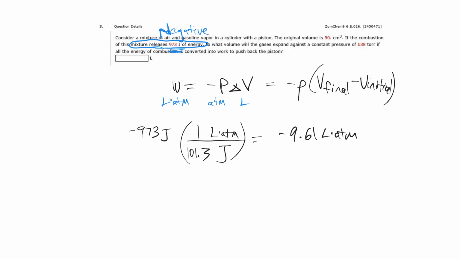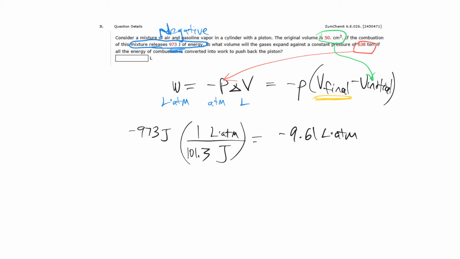In terms of pressure, they give us 638 torr. We'll convert that into atmospheres when plugging into the equation. And then they're giving us the original volume in centimeters cubed, which is the same as milliliters. We'll have to convert that into liters when we use the equation. And then they're asking us to find the last piece, the final volume.